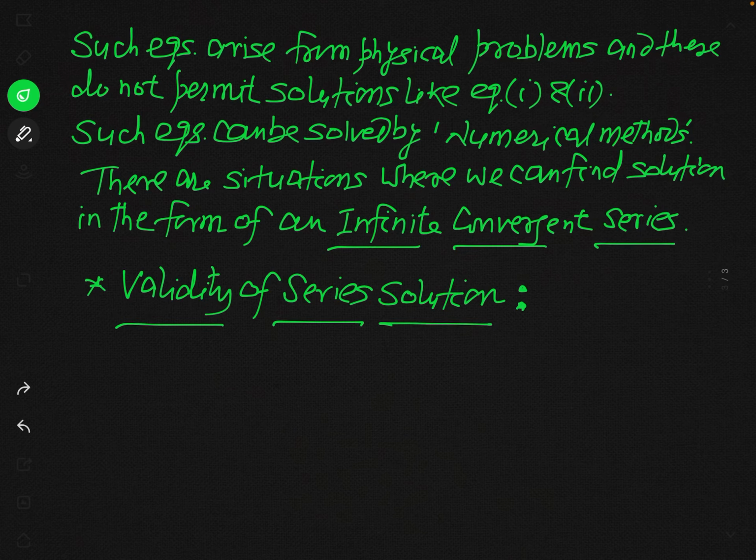In fact, the analytic solution of such equations was provided by the mathematician Frobenius, and that solution is known as series solution. But this series solution is not always valid. There are some situations, and some conditions must be satisfied. Only then do such equations find their solution in the form of infinite convergent series. So let us first of all discuss the validity of the series solution of such type of equations.